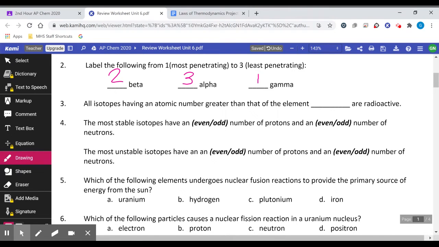Good. All isotopes having an atomic number greater than that of the element blank are radioactive. Bismuth. Great. So you just put your Bi there. The most stable isotopes have a blank number of protons and a blank number of neutrons. Even and even for that one. The most unstable isotopes, which combination do they have for number of protons and number of neutrons? Odd and odd. To me, that is very odd. That affects it, but it does.